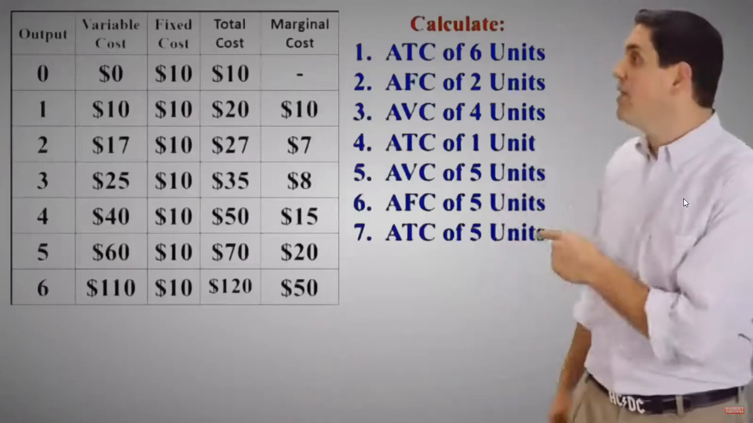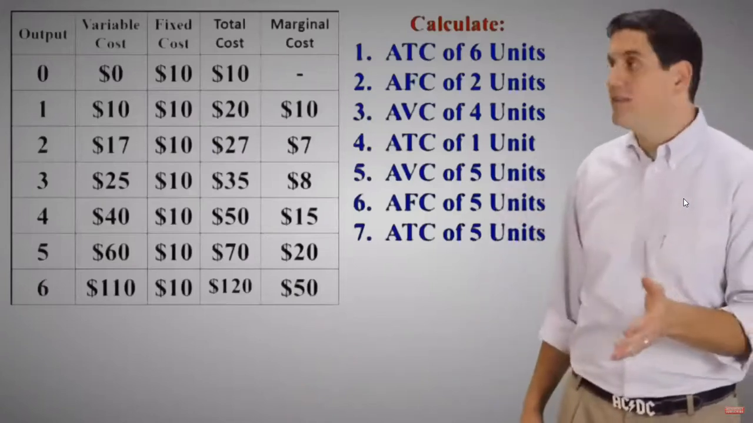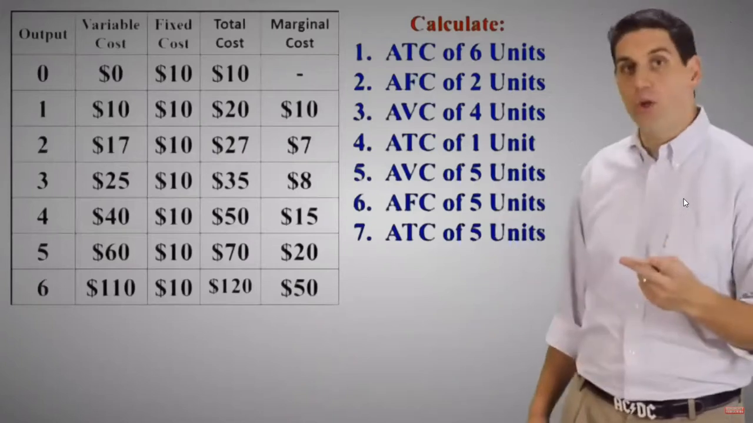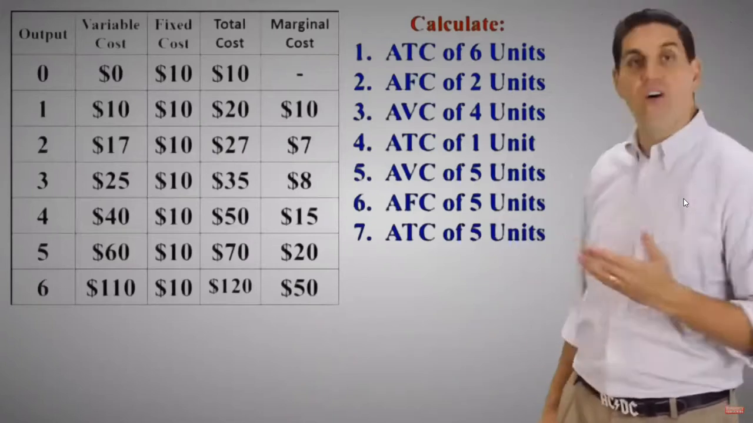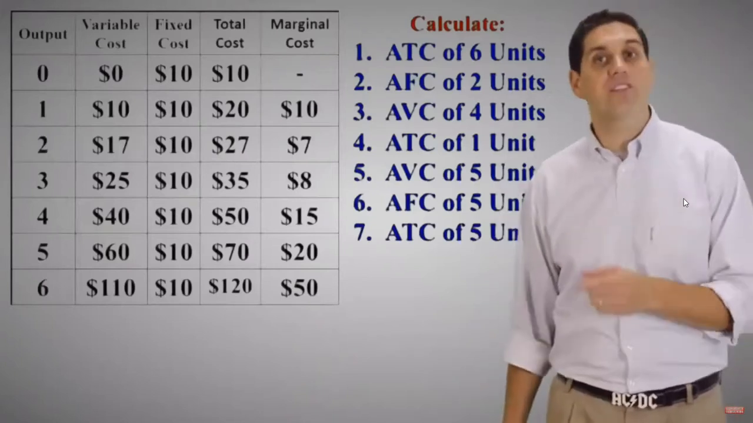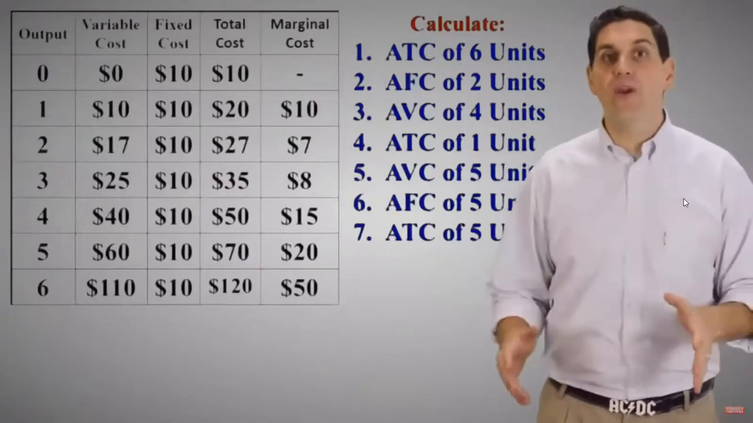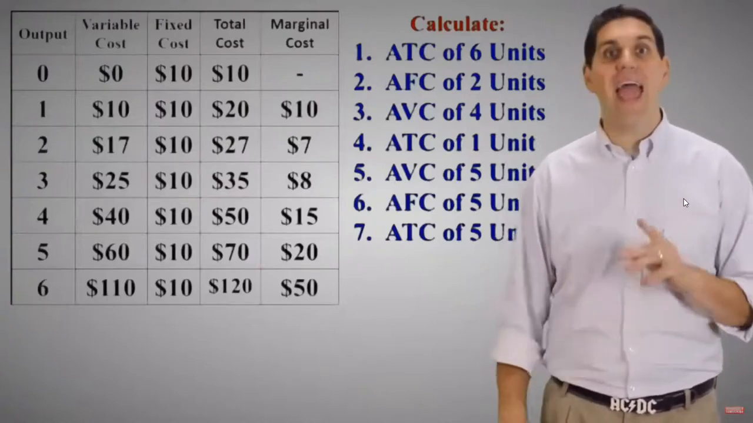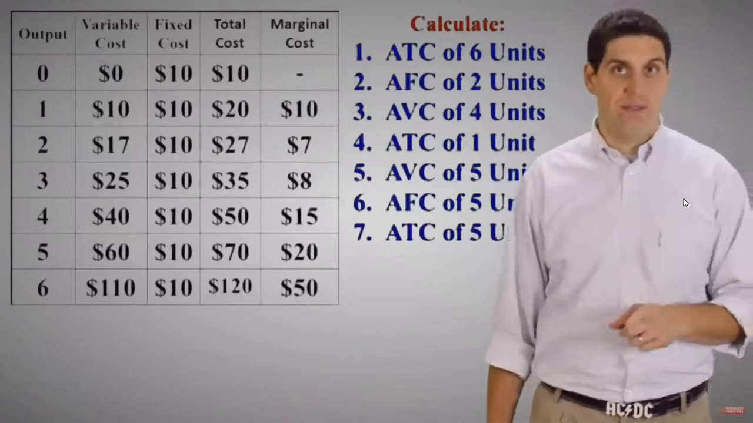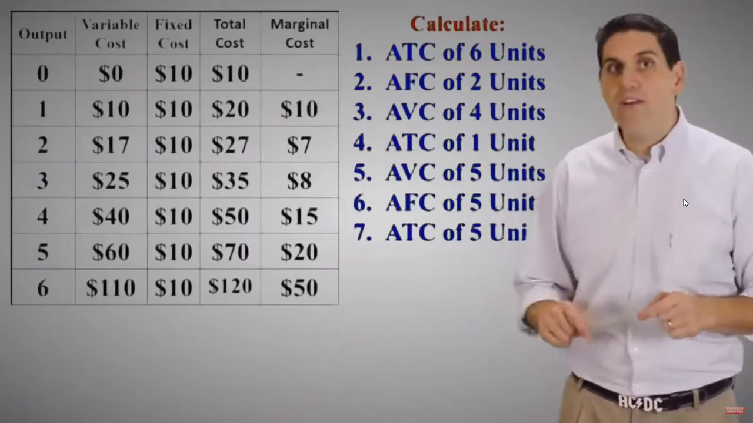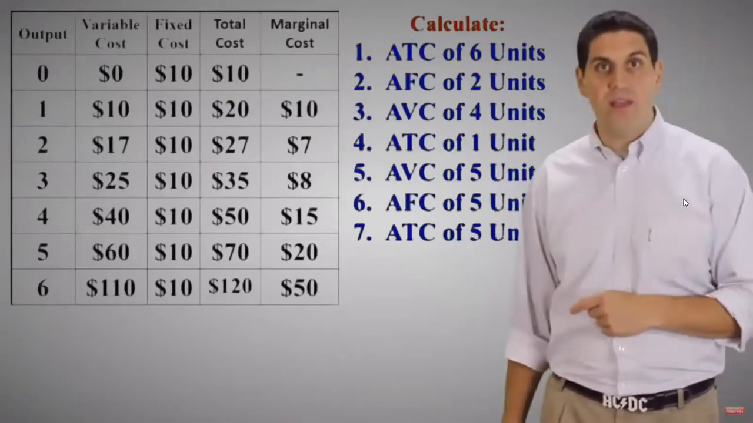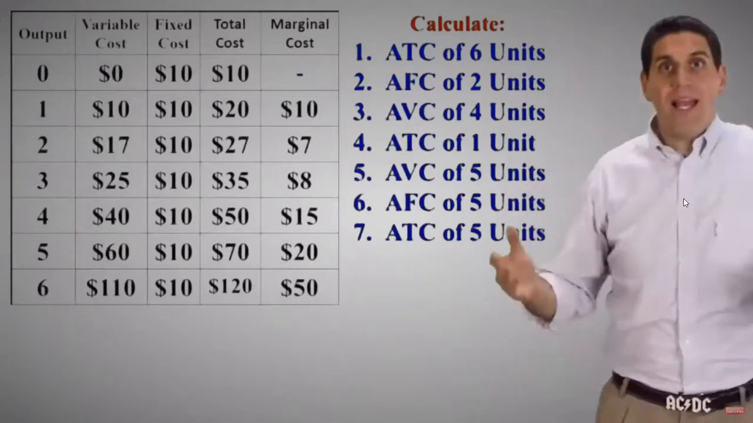Now let's go see if you can actually use those equations and calculate the average cost curves. I want you to calculate the average total cost of 6 units, the average fixed cost of 2 units, the average variable cost of 4 units, the average total cost of 1 unit, and calculate all three, the average variable, average fixed, and average total for 5 units. So go back to your paper, number 1 through 7, and make sure to calculate each one of these. Pause the video and I'll go over them.